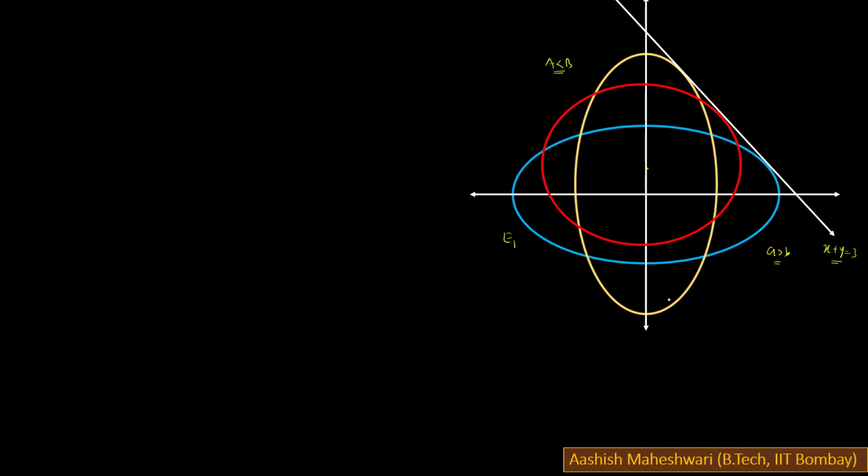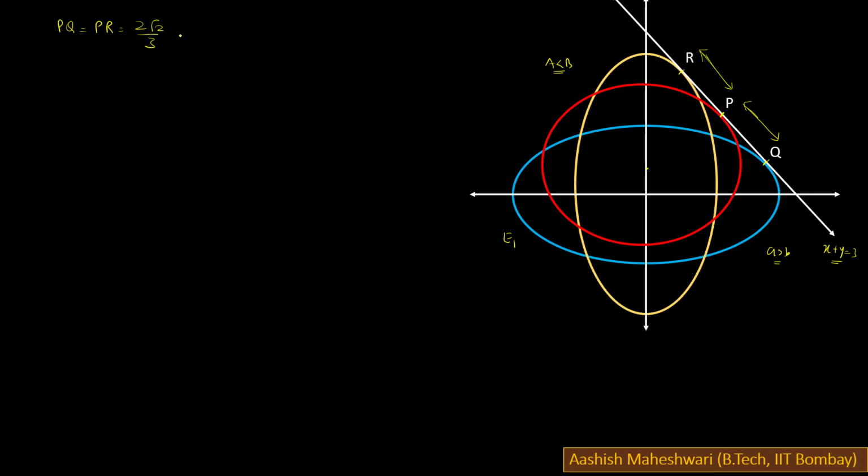It is touching these three curves at some points. Let's say this is point P, this is Q, and this is R, and it is given that PQ is equal to PR, that is this is equal to this. PQ is equal to PR is equal to 2 root 2 by 3. And now you have to find the eccentricities of these two ellipses.